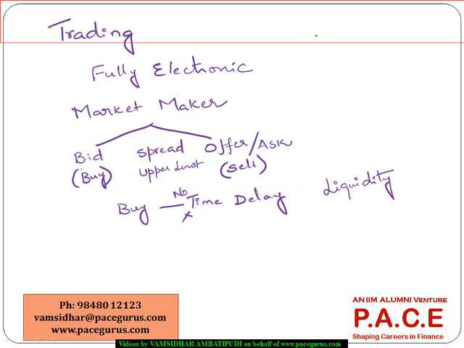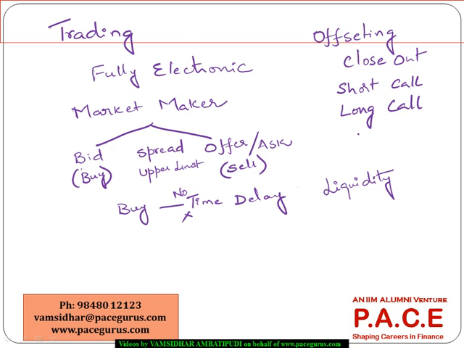And just like futures, we can get into an offsetting trade wherein the closing out of the existing position happens. Let's say when there is a short call that has been issued, an offsetting trade would be for the same underlying stock, same time period, same strike price, going for a long call. This is more like closing out the position. So here the combination of the expiration date, the underlying asset, and even the strike price, all of the combination is what gets executed as part of the offsetting requirement.